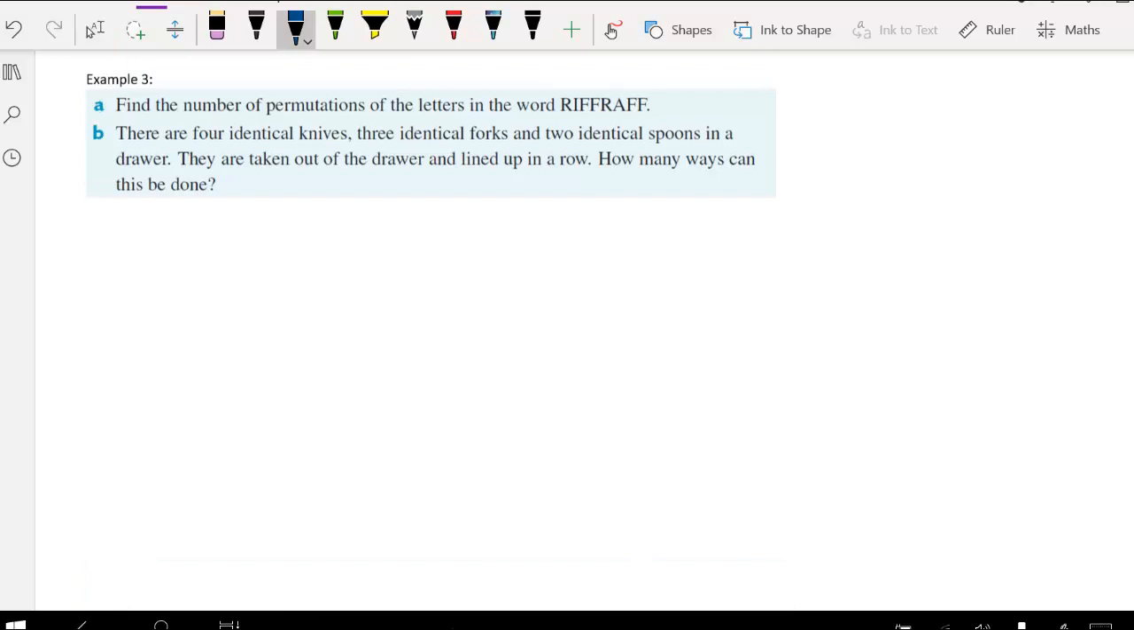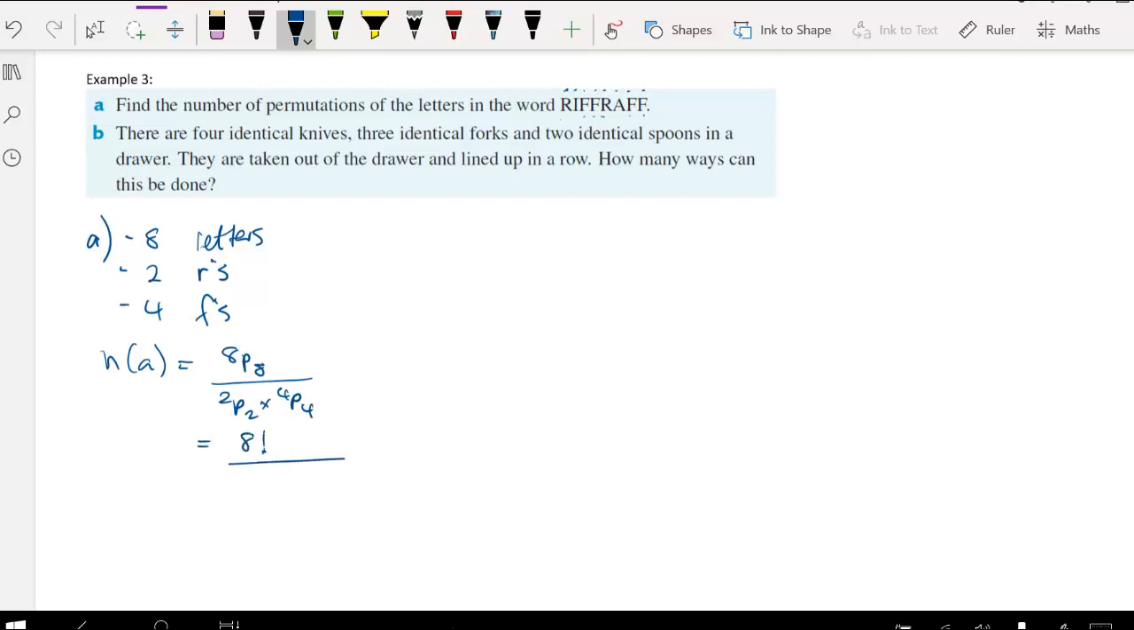We want to find the number of permutations of the letters of the word RIFFRAFF. There are 8 letters, but we have 2 R's and 4 F's, and we want to find the number of arrangements. So the number of arrangements will be 8P8, as we're rearranging 8 letters, and we're dividing by the number of arrangements of the identical letters. So this will be 2P2, which accounts for the R's, and 4P4, which accounts for the F's.